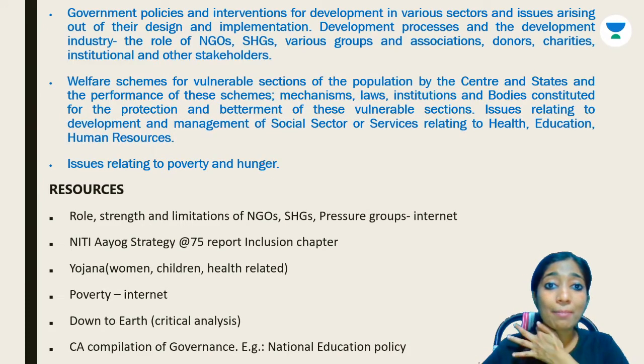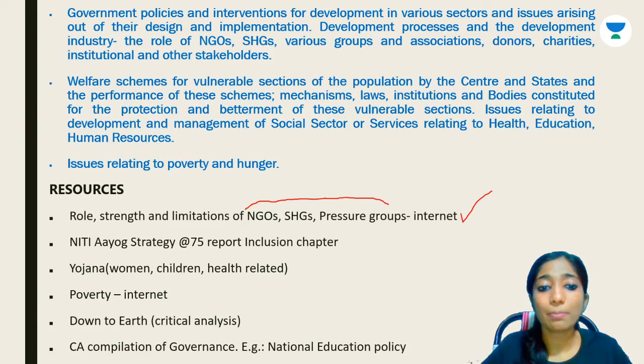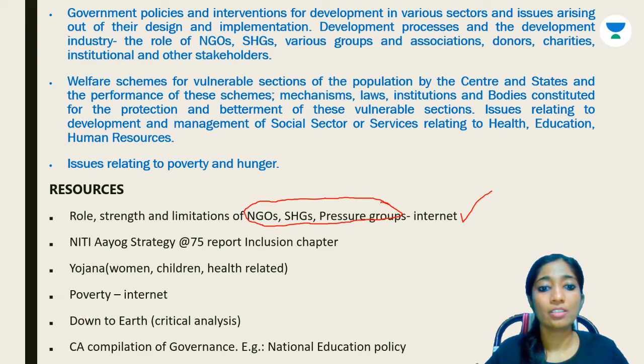Then comes the dynamic portions, that is government policies, development in various sectors, NGOs, SHGs, welfare schemes, and issues relating to poverty and hunger. These are very dynamic subjects, and for this I did not refer to any book as such. What all did I refer to? First thing itself is the internet for NGOs, SHGs, and pressure groups. What you need to see is the definition of NGO. Is there any act governing NGOs? What are the functions of NGOs? What types of NGOs are there?